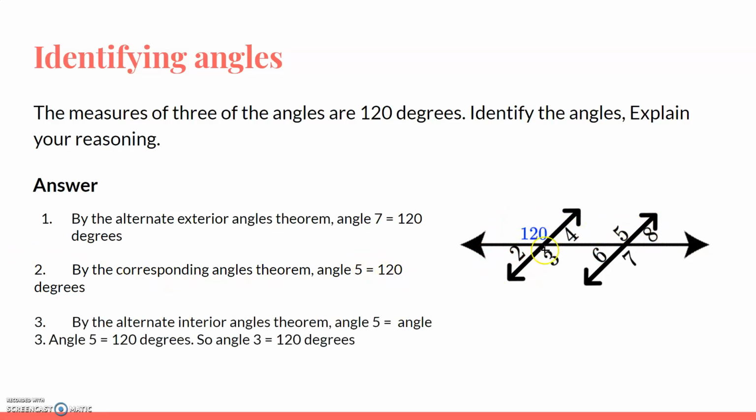And lastly, the alternate interior angles theorem. We know that angle 3 and angle 5 are equal because of the alternate interior angles theorem. And then earlier we determined that angle 5 is 120 degrees. So by substituting that, angle 3 also equals 120 degrees.